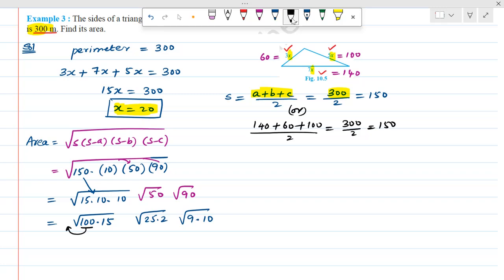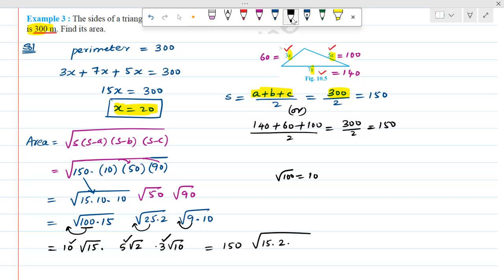If you take it outside the root, you will get 10, because root 100 is equal to 10. And inside the root, you will have 15. Now similarly here, it becomes 5 into root 2. Here it becomes 3 into root 10. Is it right? Now multiply the integers you have. So this is 10 into 5 into 3, which is equal to 150. What about inside the root? You have 15 into 2 into 10. So let us check what happened.